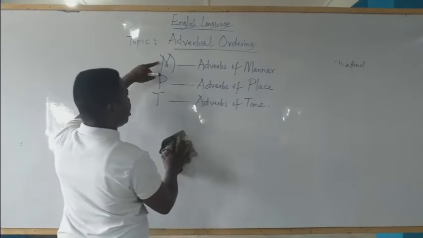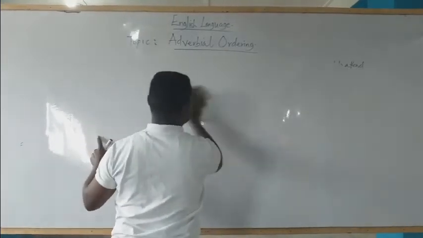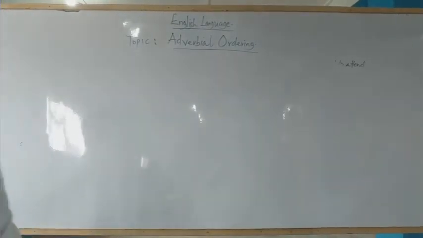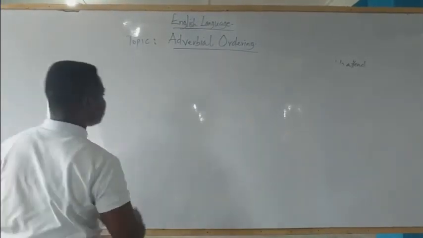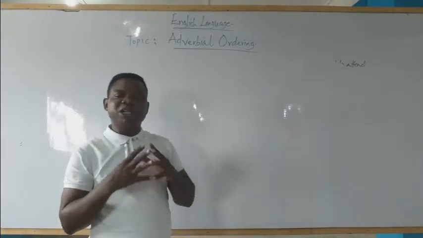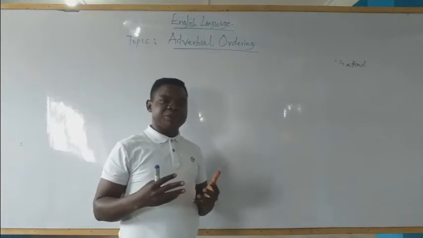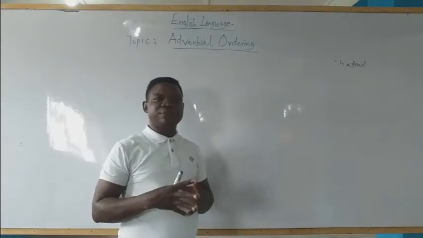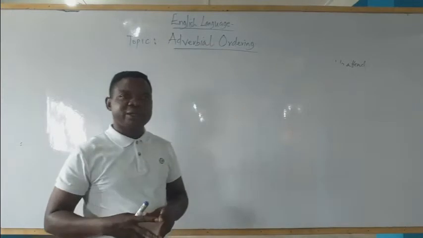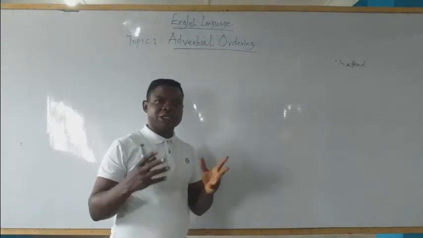Don't forget the formula MPT: manner, place, and time. And in English, as we have said, adverbs are used to modify verbs. Adverbs modify verbs by showing time, place, manner, reason, purpose, condition, concession, and so on and so forth.